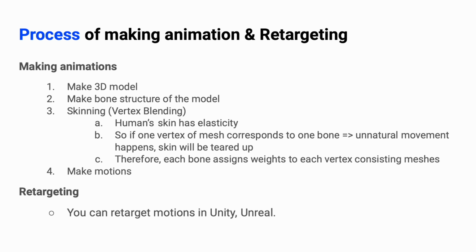As human skin has elasticity, if one vertex of a mesh, which is a component of skin, corresponds to one bone, then unnatural movement happens. For instance, the skin will be torn up. Therefore, each bone assigns weights to each vertex of the meshes to implement elasticity of skin. Finally, we make motions and retarget if needed. You can retarget motions in Unity or Unreal on your own.